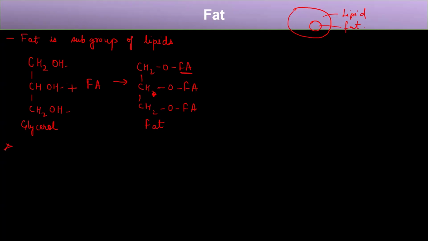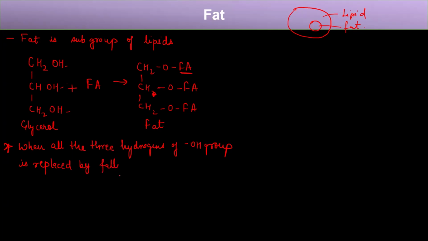So, what is fat? Fat is when all three hydrogens of the hydroxyl groups are replaced by fatty acids. Then that will be called fat. So the fat will look something like this.